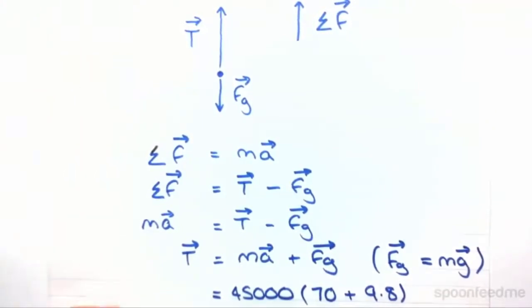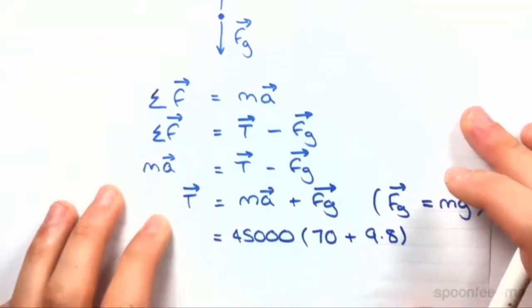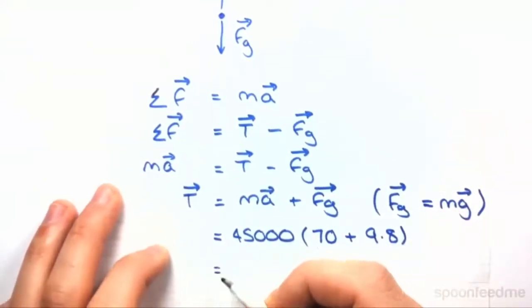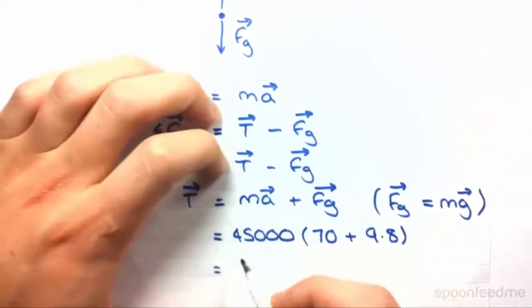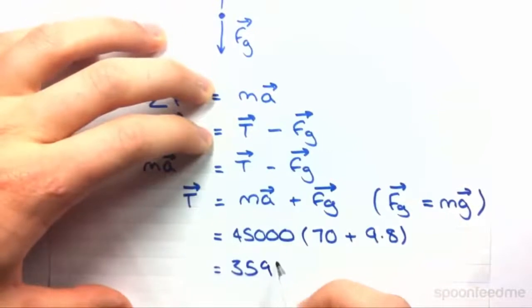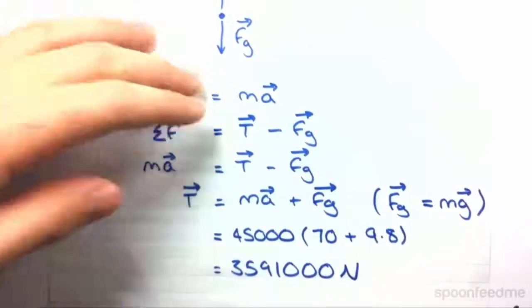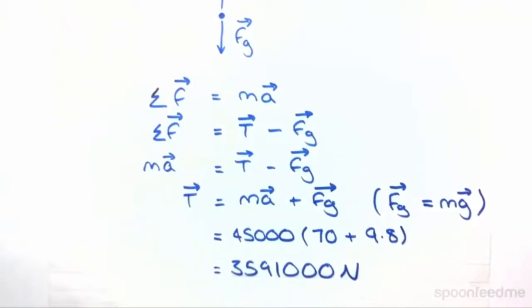So now we have numbers that we can just put in our calculator, and we end up with the thrust of the rocket being 3,591,000 newtons. 3,591,000 newtons of force is needed to push the rocket up with the desired acceleration.